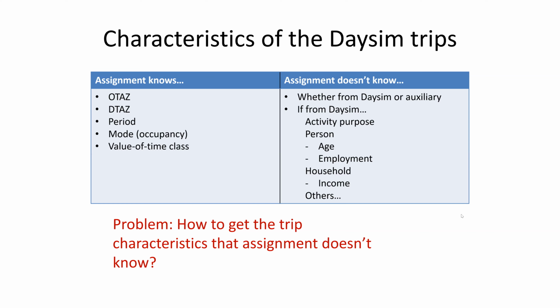unless you do it with additional matrices, whether it's from a DaySim trip or an auxiliary model. And if it's from DaySim, you don't know anymore what the activity purpose is, or anything about the person, age, employment status, or the household, or any of these other demographic things that anyone could think of. So our basic problem is, how do you get those other trip characteristics that have been aggregated away when you get to traffic assignment? Next slide.